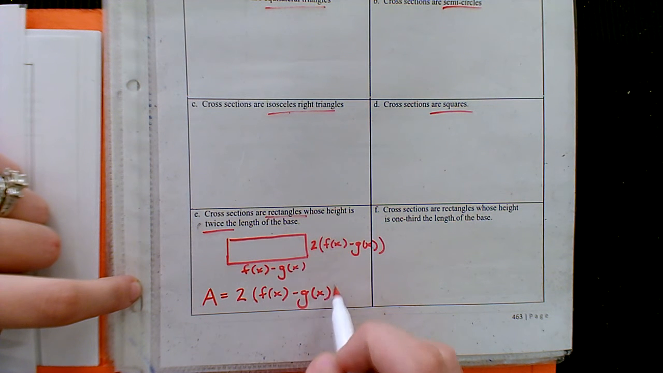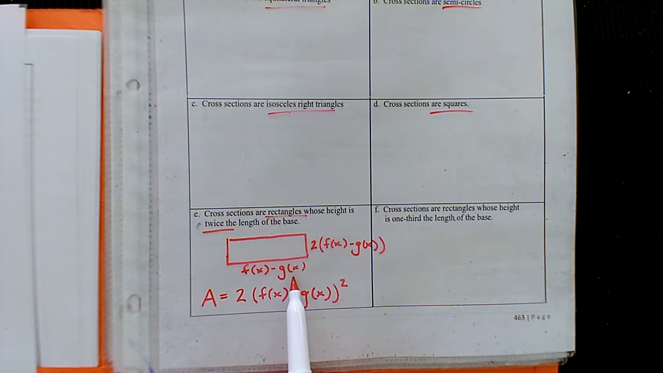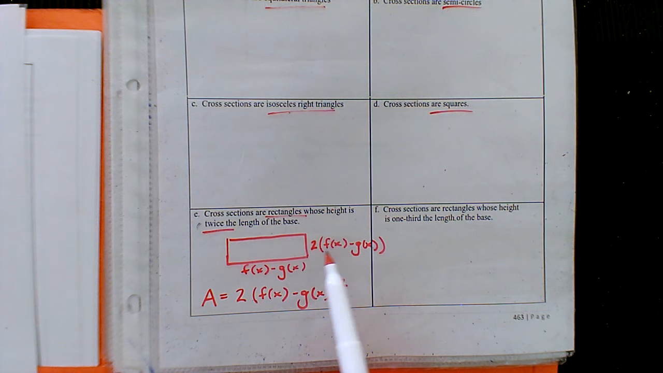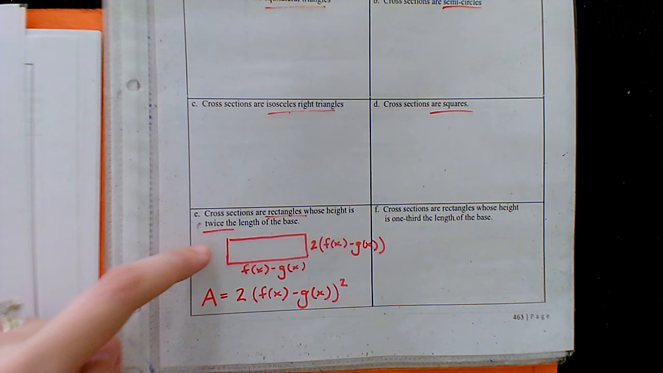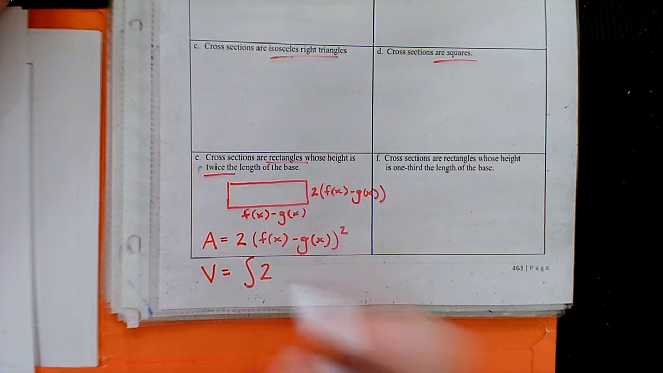So the area for a rectangle is base times height, or length times width, whatever phrasing you want to use. So we'll have f of x minus g of x times a 2 f of x minus g of x. So f of x minus g of x is being multiplied together. That's where the squared's coming from. And notice how we have the 2 out front. So if this is the area for the rectangular cross section, we'll have to integrate that area to help us find the volume.